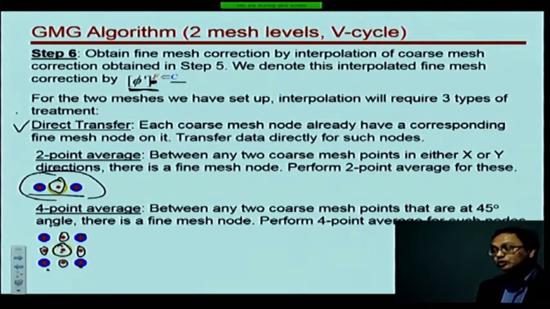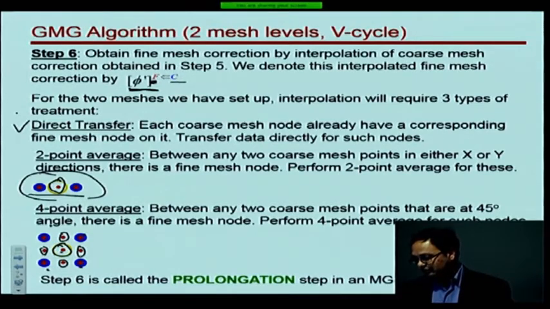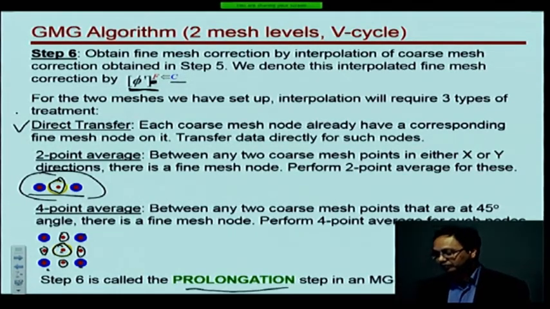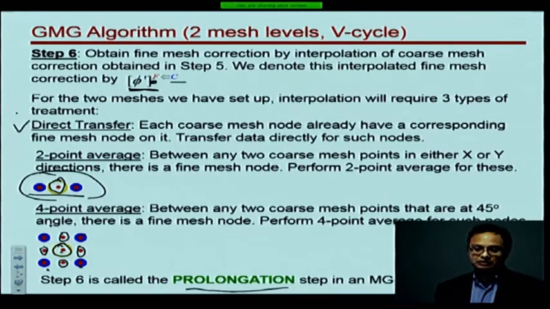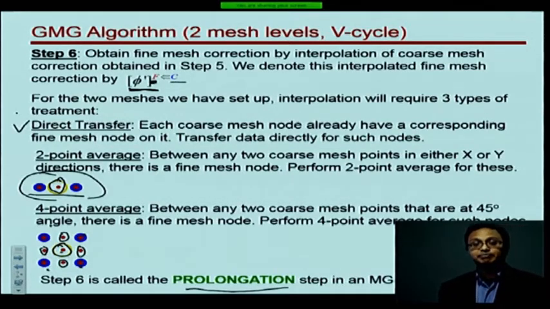What we do next is, by the way, this is called the prolongation step in the multigrid algorithm. So there are 2 important steps, the restriction and the prolongation. The restriction is where you transfer the residual from the fine mesh to the coarse mesh. The prolongation is where you transfer back the correction of phi from the coarse mesh to the fine mesh.